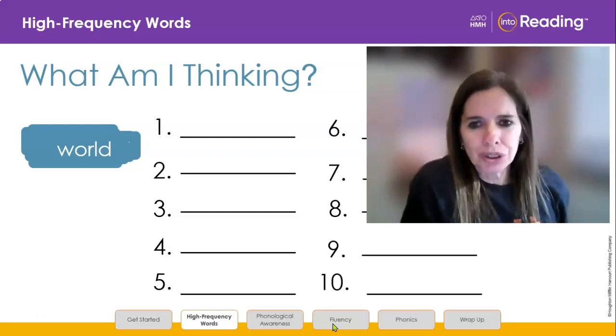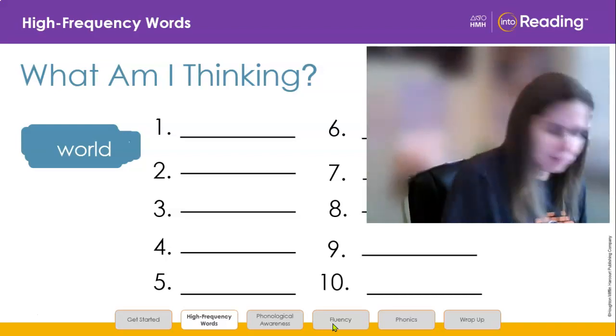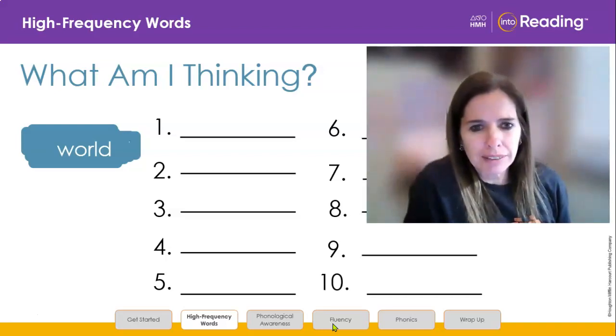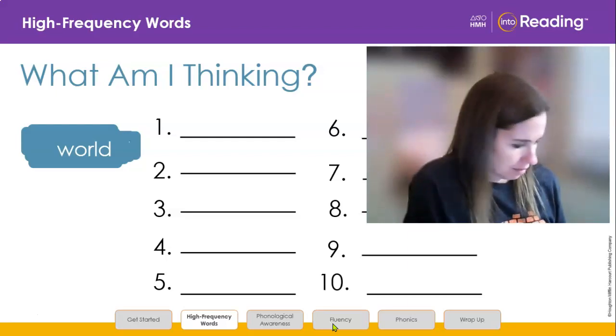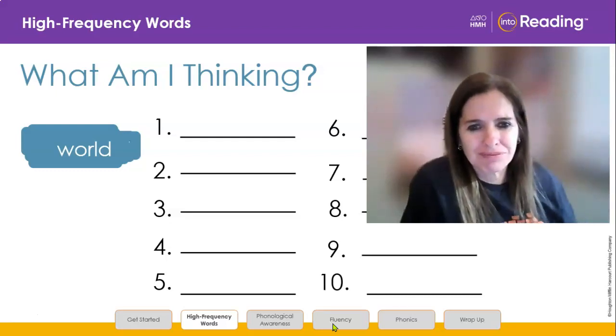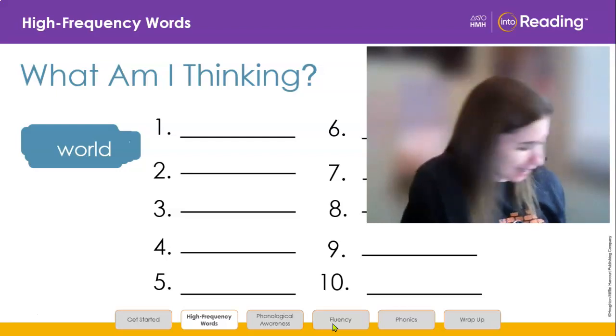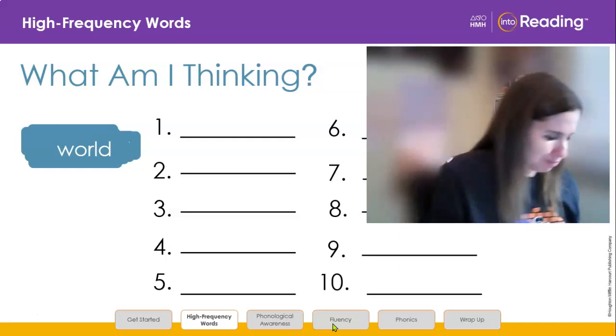I'm thinking of a word that has 2 syllables. It rhymes with lonely. And it begins with a vowel. This one's a little tricky. It has 2 syllables. It rhymes with lonely. And it begins with an O. I'll tell you what it begins with. It begins with an O.